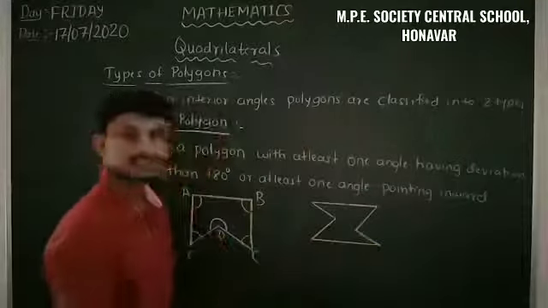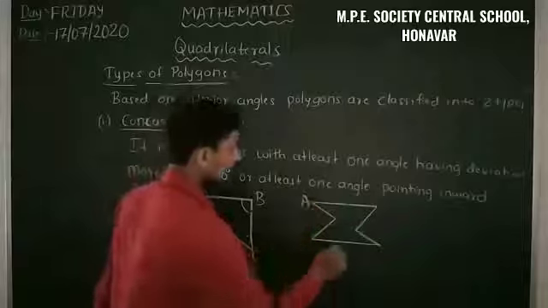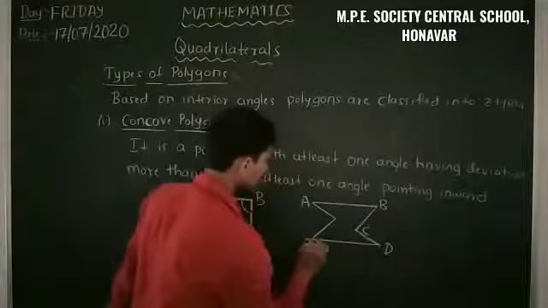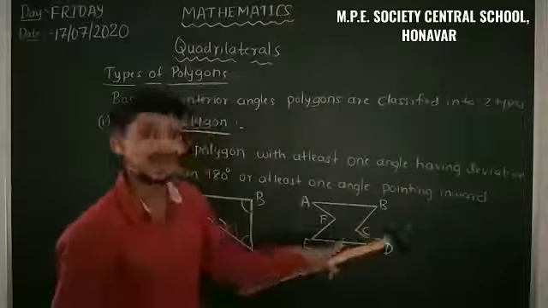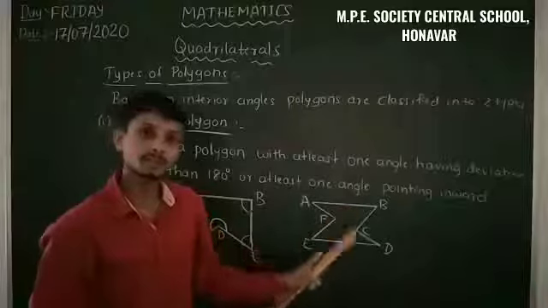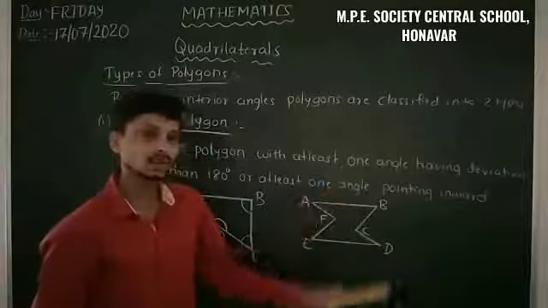Here, how many sides are there? How many? What is A, B, C, D, E and F? That means it's a hexagon. It's a hexagon with 6 sides and 6 vertices here.